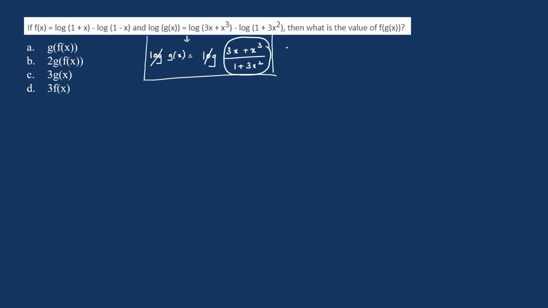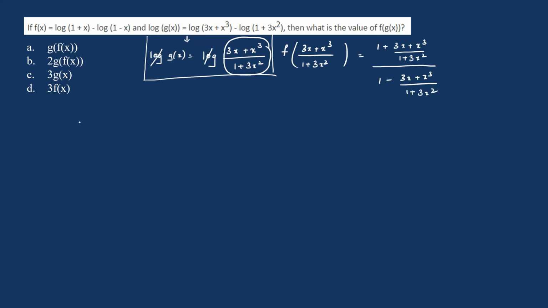So what is the question asking us? The question is asking us in a way the value of f of 3x plus x cube divided by 1 plus 3x square, which will be how much, guys? That becomes, again, we can divide this part also, 1 plus x. So 1 plus, this is 3x plus x cube divided by 1 plus 3x square divided by 1 minus, you have 3x plus x cube divided by 1 plus 3x square.